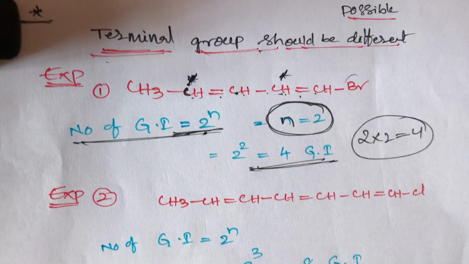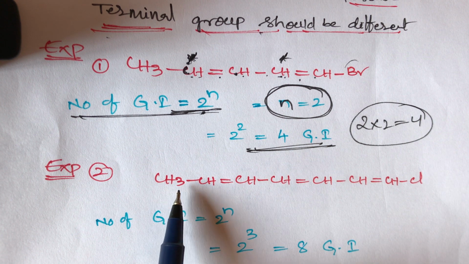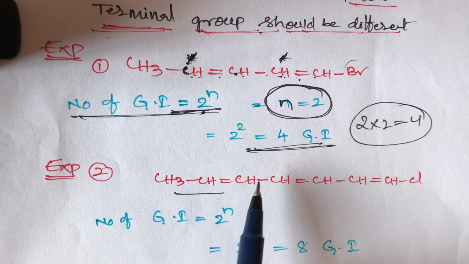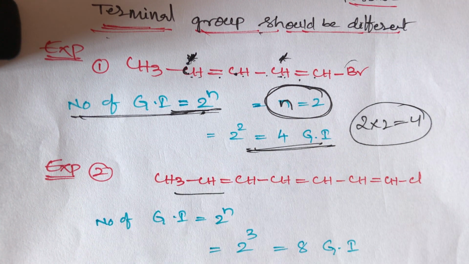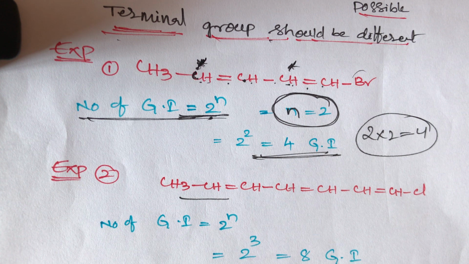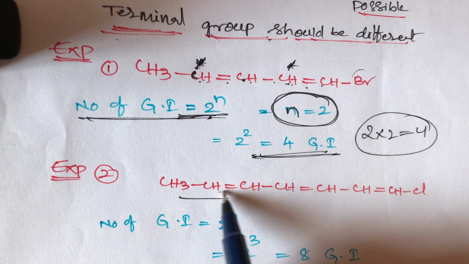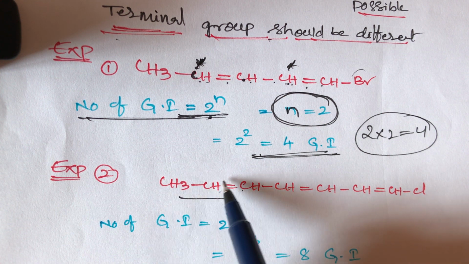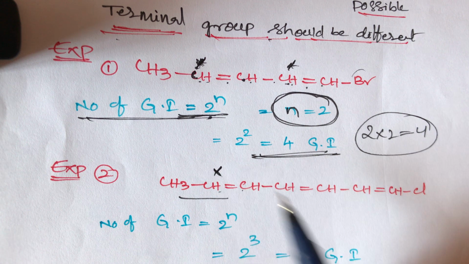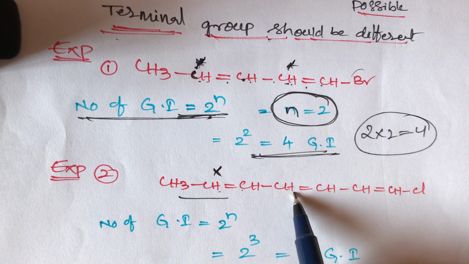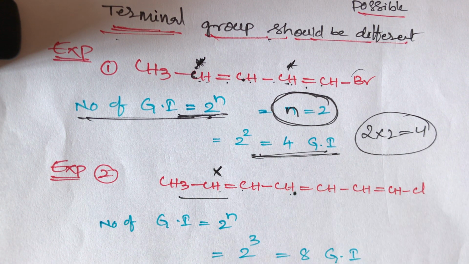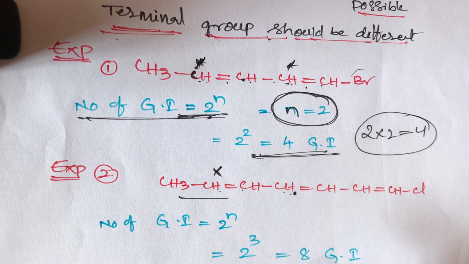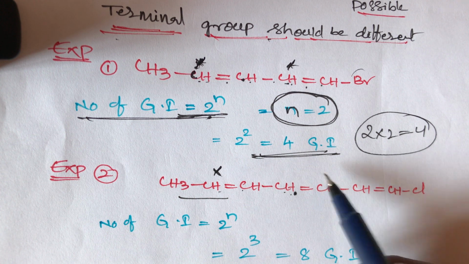Now take the second example: CH3-CH=CH-CH=CH-CH=CH-Cl. In the given compound, the total number of carbons is 1, 2, 3, 4, 5, 6, 7. So 7 carbons are there. How many sites will show geometrical isomers? Here in between, one double bond is there. This carbon is connected with one methyl group and one hydrogen, and it will show geometrical isomerism. The other carbon is connected with one hydrogen and this complete compound, and it will also show geometrical isomerism.